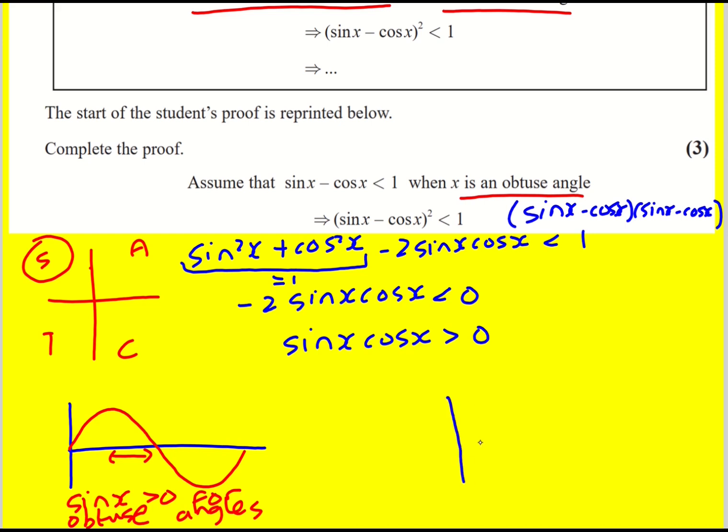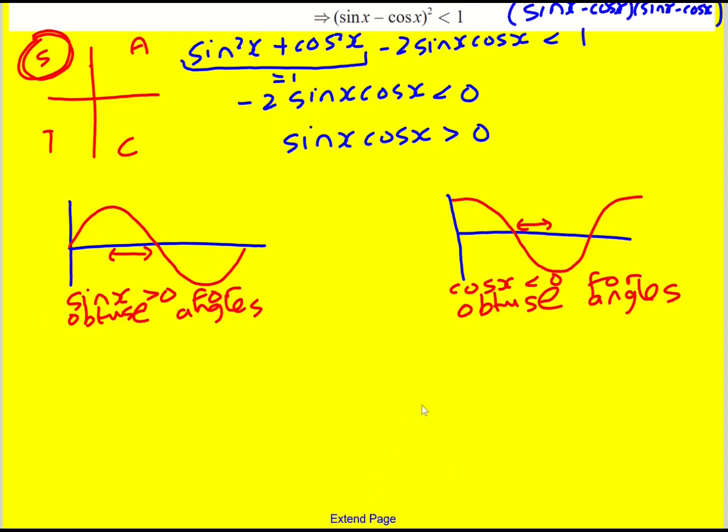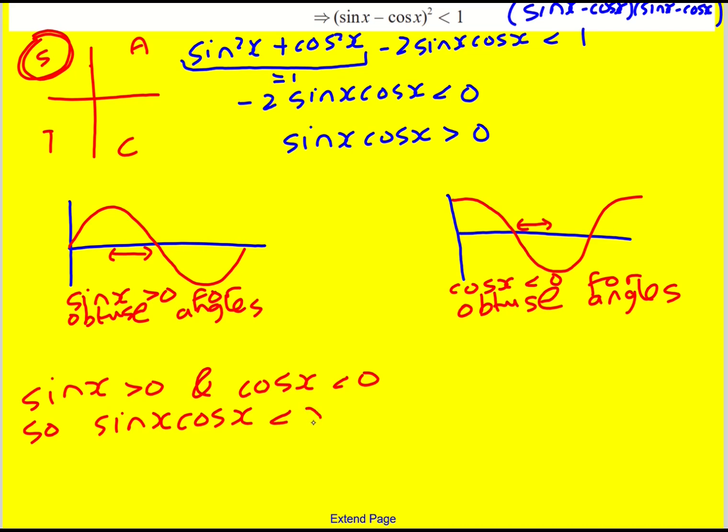Let's do the same for cos. Now we see that cos is actually less than 0 for obtuse angles. Again, because there's an S there, we can see that from the CAST diagram as well. And so we can just finish by saying, yeah, sine x greater than 0 and cos x less than 0. So sine x cos x will also be less than 0.